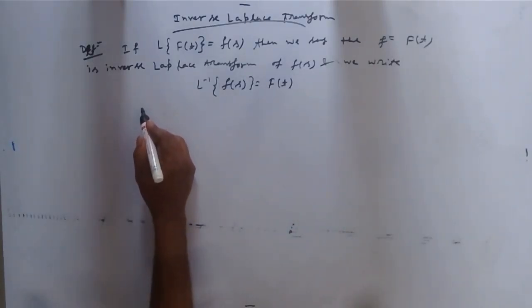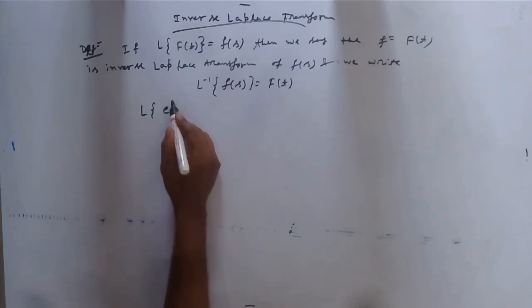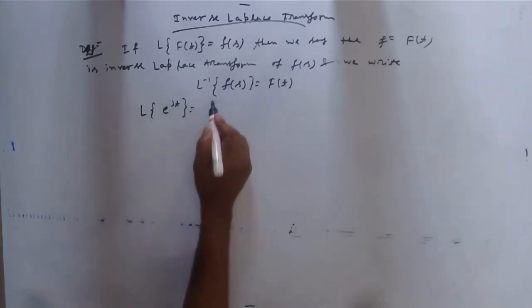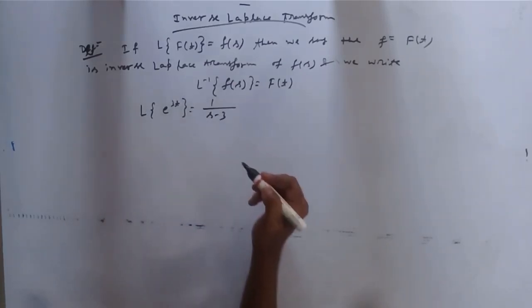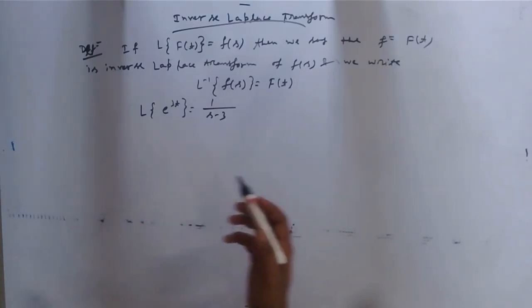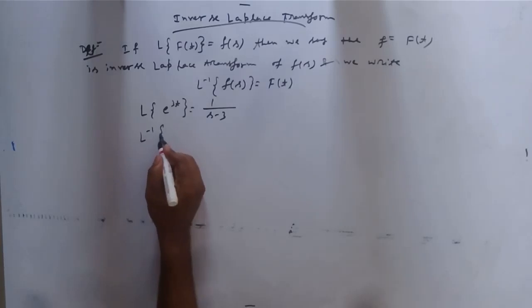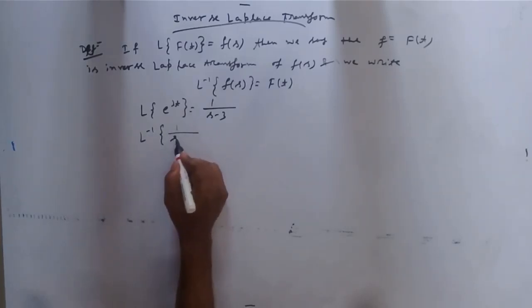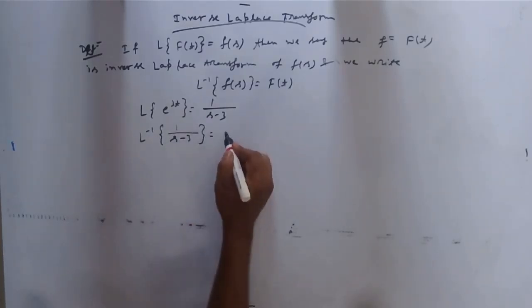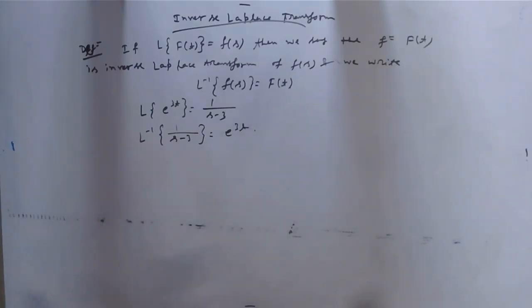For example, we know that L of e to the power 3t is equal to 1 by s minus 3. So the Laplace transform of e to the power 3t is 1 by s minus 3. So the inverse Laplace transform of 1 by s minus 3 will be e to the power 3t.